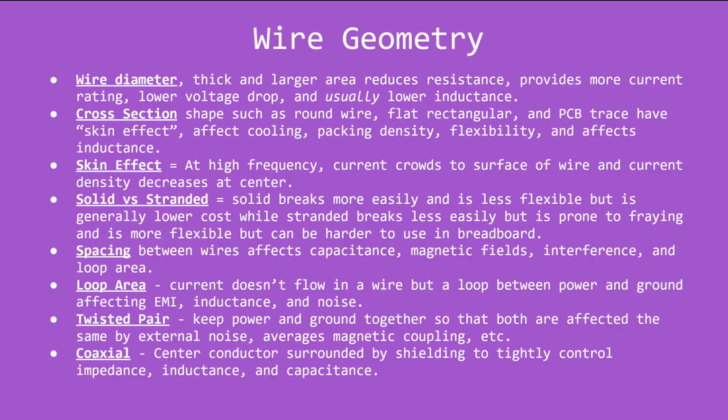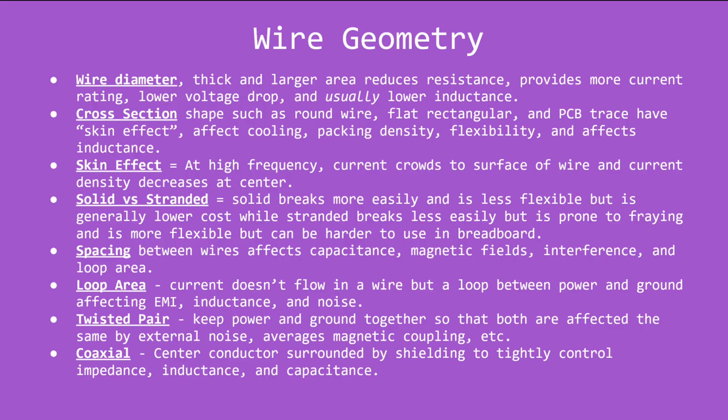Spacing between the wires is also important as it affects capacitance, magnetic fields, interference, and loop area. Loop area is when you realize that power to ground isn't just a straight path, but a loop between the two, and this loop affects electromagnetic interference, induction, and noise.